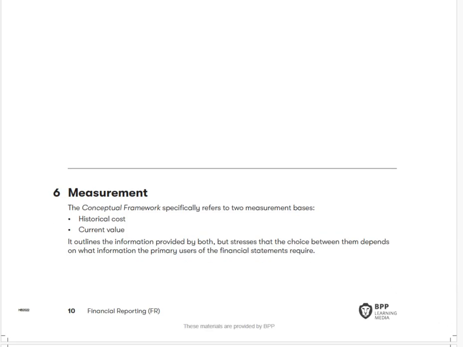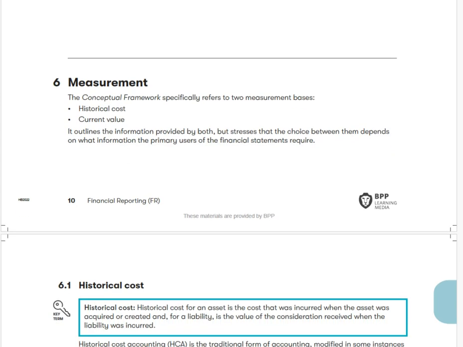Then we come to measurement. This is another portion which is very important in conceptual framework. The conceptual framework specifically refers to the two measurement bases. Basically, they are mentioning historical cost and current value. Historical cost is the amount that you pay when you purchase an asset or expense when you are spending it. You have the evidence and it's finished. That is due to the past transaction. It is the historical cost.